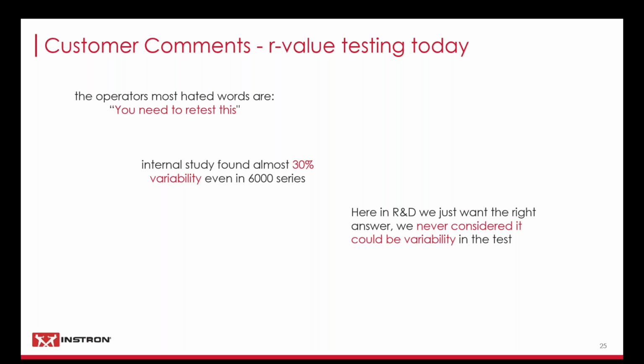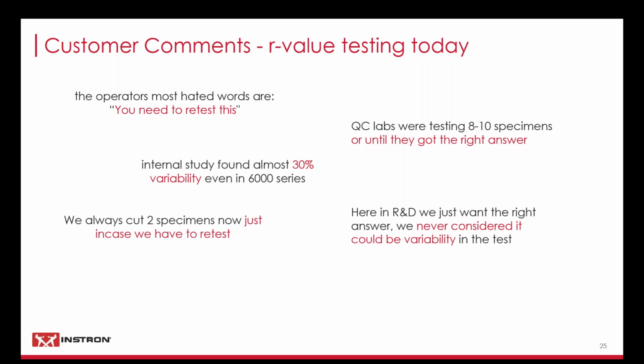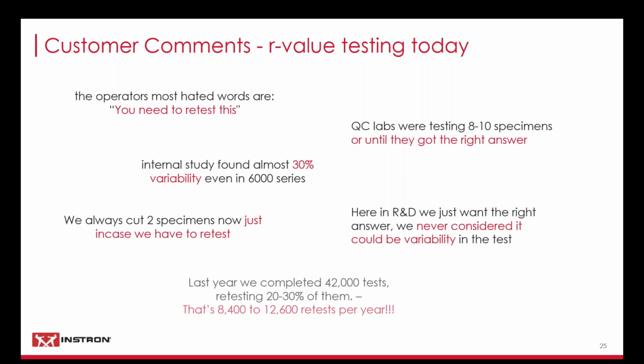The internal study found almost 30% variability, even in 6000 series aluminum. QC labs were testing 8 to 10 specimens, or until they got the right answer. We always cut 2 specimens now, just in case we have to retest. And last year, we completed 42,000 tests, and 20 to 30% of those required retesting. And by my math, that could be almost 12,000 tests per year.